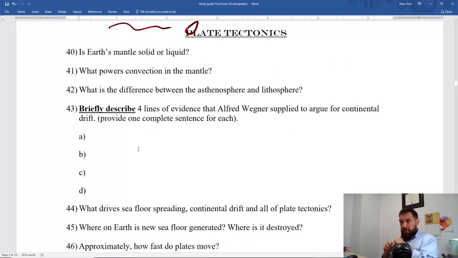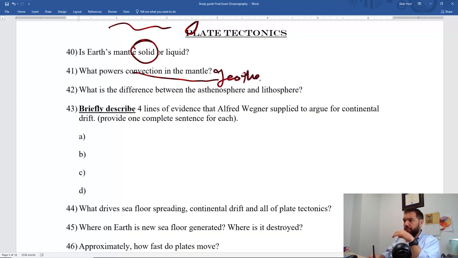Okay. Moving on to plate tectonics. Is Earth's mantle solid or liquid? The answer is it's a solid. Okay, it's absolutely solid. However, it does have some liquid-like behavior. That's what allows it to convect. Okay. What powers that convection that we find in the mantle? It's the geothermal gradient. Okay, so geothermal gradient.